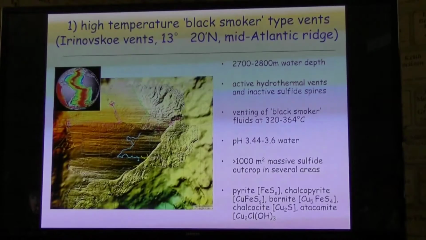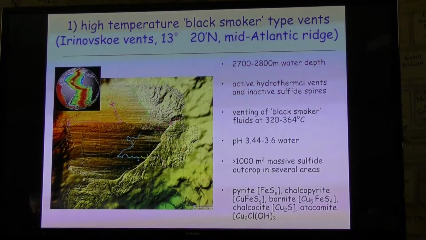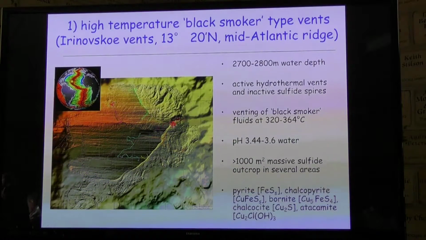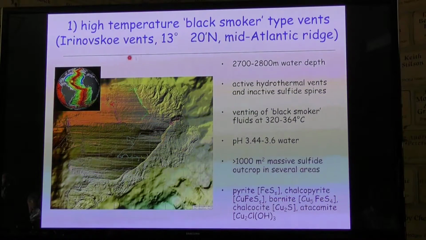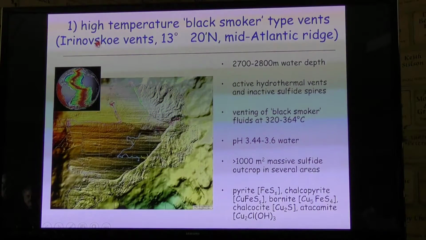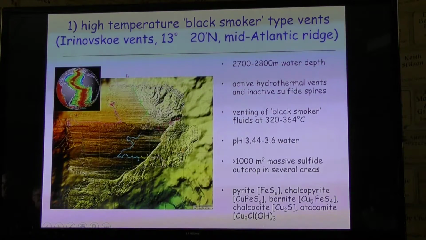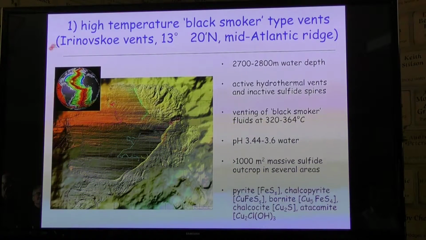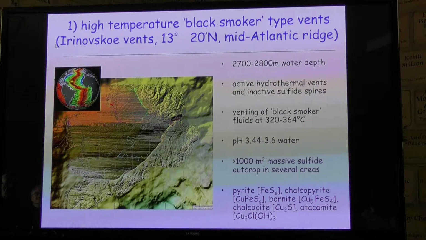Okay, so again, another quick view. Let's go to another high temperature black smoker system. Now we're not in fast spreading crust, but we're going to go to the mid-Atlantic ridge. And this is the Irinovskoe. The Russians said that there were going to be vents there. They hadn't gotten there, but they said there should be. So they're named for the Russians that were looking for the vents there, okay?